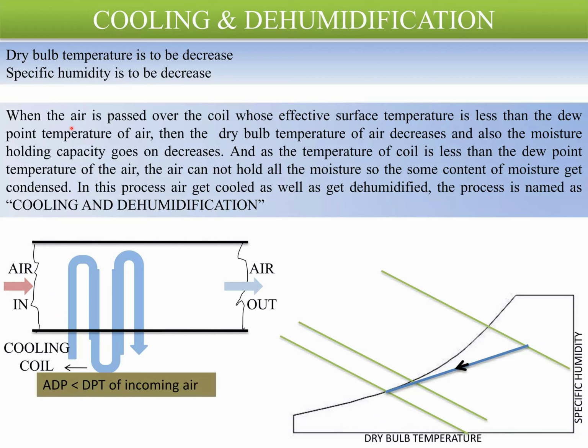Okay, when air passes over the coil whose effective surface temperature is less than the dew point temperature, then the dry bulb temperature of the air decreases and also the moisture holding capacity decreases. Okay, and as the temperature of the coil is less than the dew point temperature, air cannot hold the moisture, so some content of the moisture gets condensed. In this process air gets cooled as well as dehumidified. This process is named cooling and dehumidification. Actually this is happening in our air conditioner.